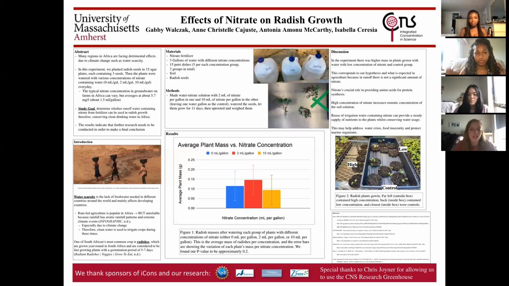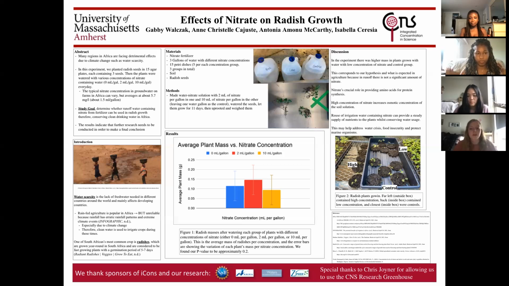After allowing the radishes to grow for 11 days, we observed that the radishes watered with 2 milliliters per gallon of nitrate solution resulted in the greatest average mass. The radishes watered with no nitrate had the second highest average mass, with the high concentration group resulting in the lowest average plant mass. After calculating the p-value with an ANOVA test, the p-value came out to be about 0.2. Although this means the results aren't statistically significant, there was still a difference in means.